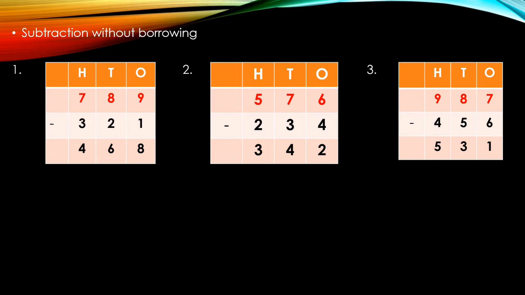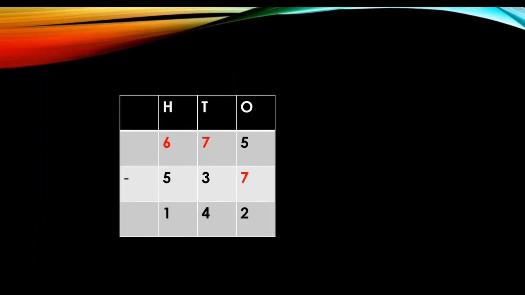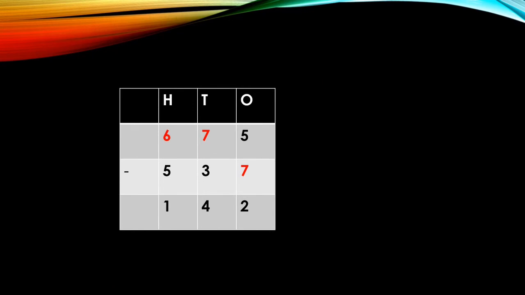Then we will see one more example. In this, what difference can you see? In the ones place, check the numbers. The upside number is smaller and the downside number is larger. Can we subtract it? If we subtract and write the answer 2, is that correct or wrong? As I told you before, if we want to subtract without borrowing, then we should always write the larger number on top and the smaller number below it.